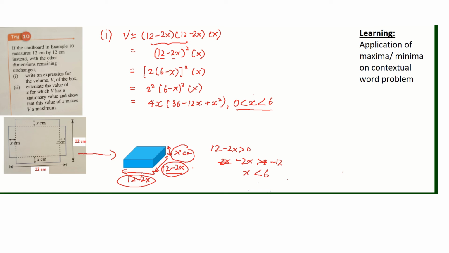So with that information for volume in terms of x and a range of x values, can I invite everyone now to attempt part 2? Alright, where you're supposed to calculate the value of x for which V has a stationary value. I'm sure you guys should be familiar with this. And needless to say, I'm sure you guys are familiar with how to show that V is a maximum.